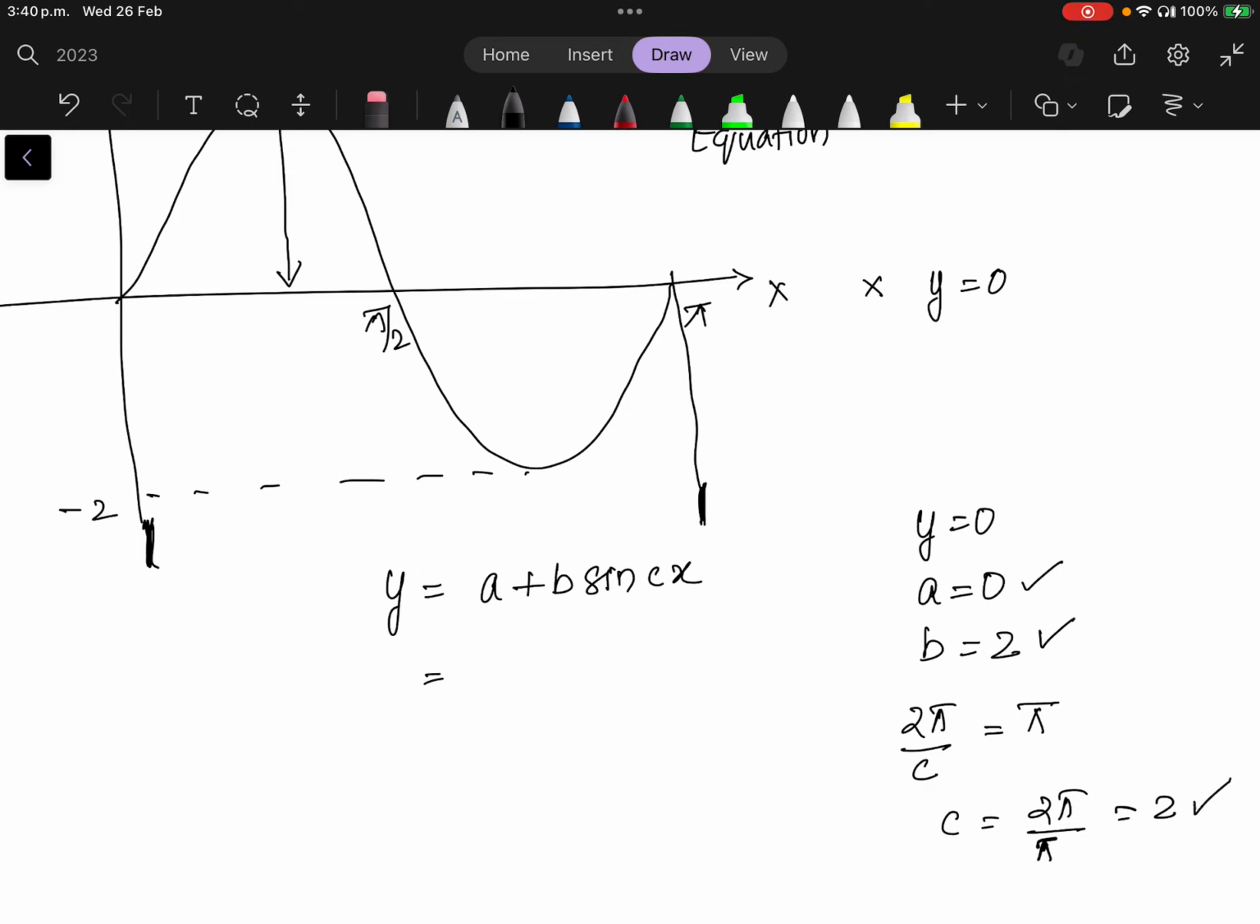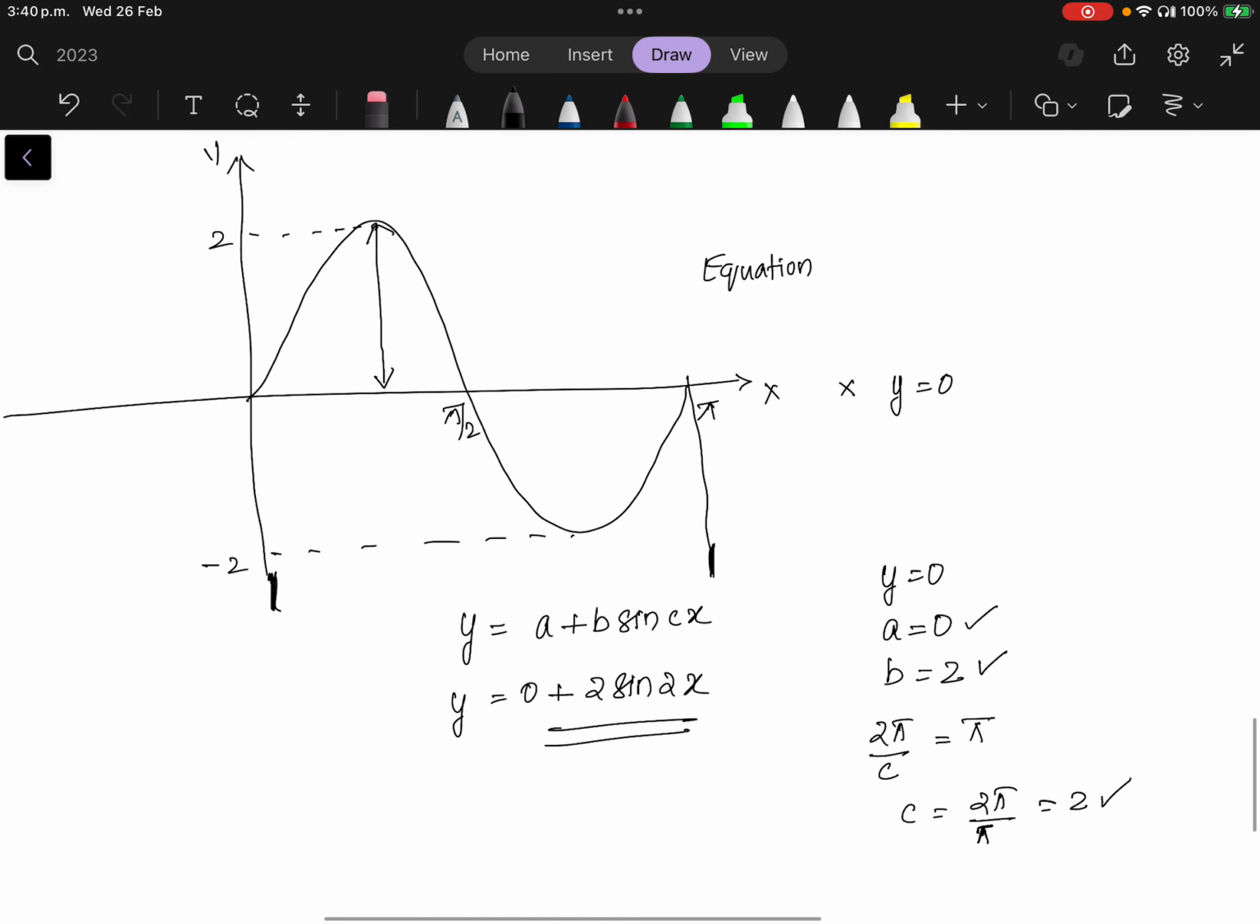Then happily you can write it. You can write this as 0 plus 2 sine 2x. You have written the equation of this sinusoidal curve. It is as easy as this. So it all drills down to learning the values, learning the things which I taught you, the 5 things which I taught you. That's the basic of these trigonometric graphs.